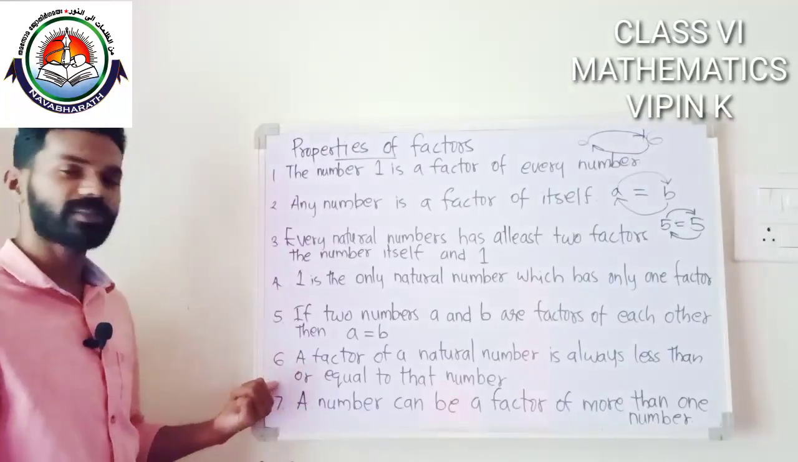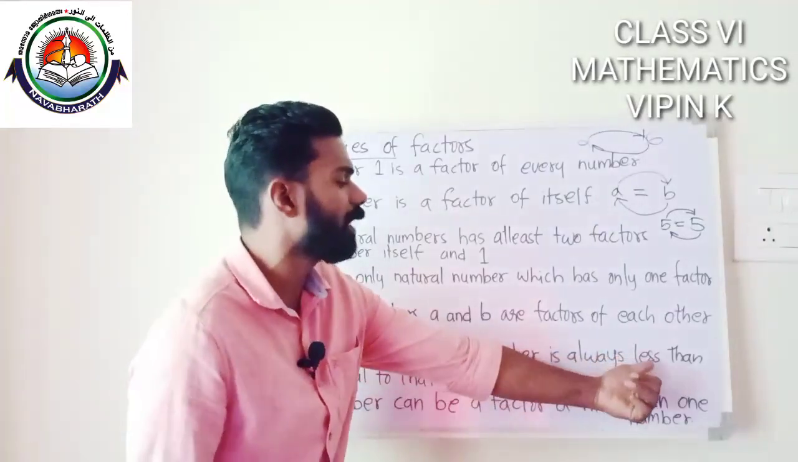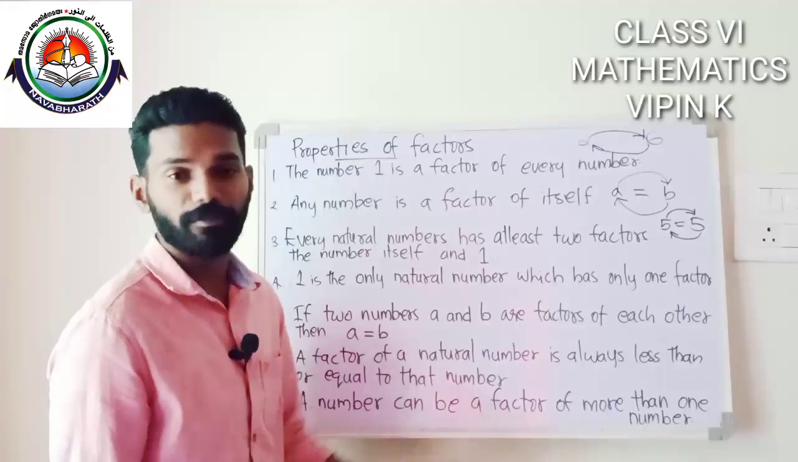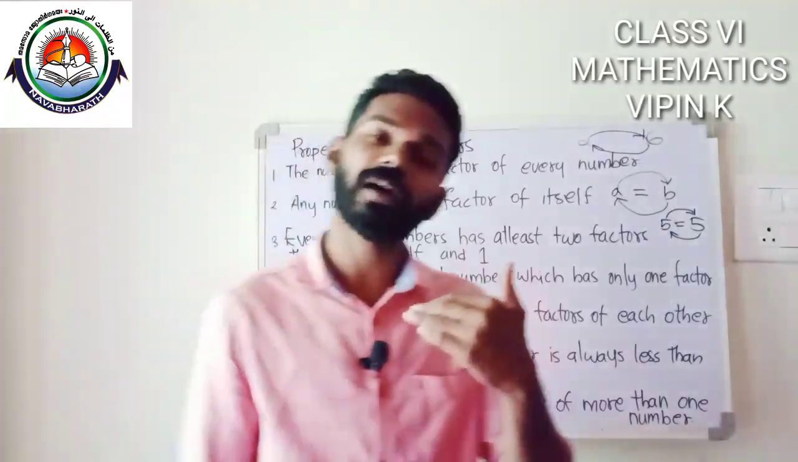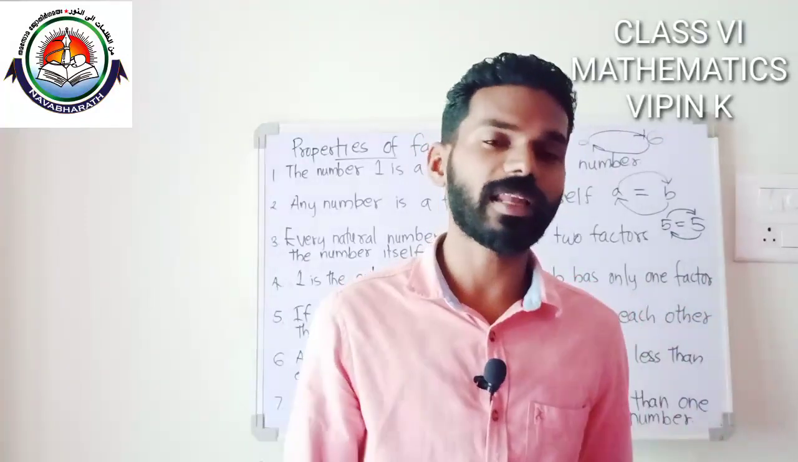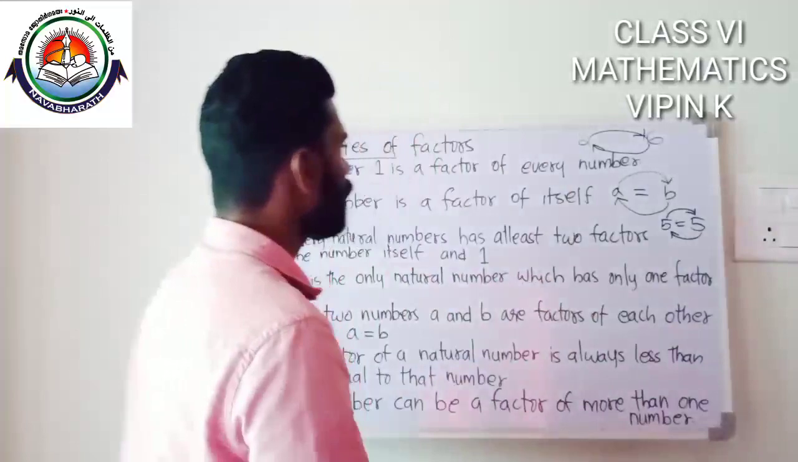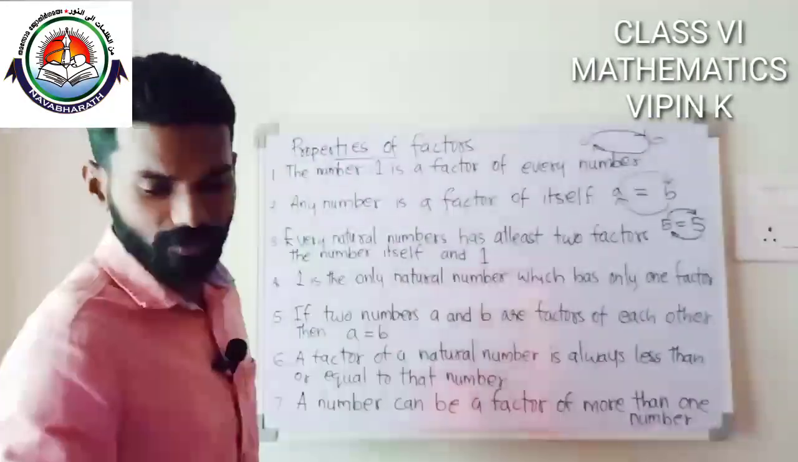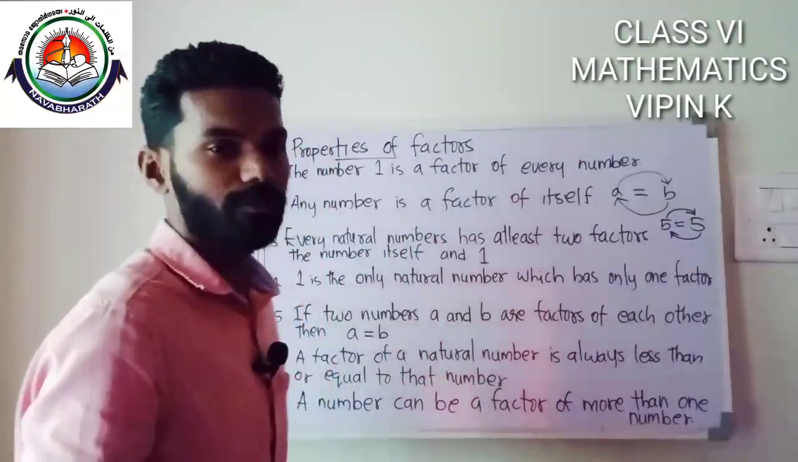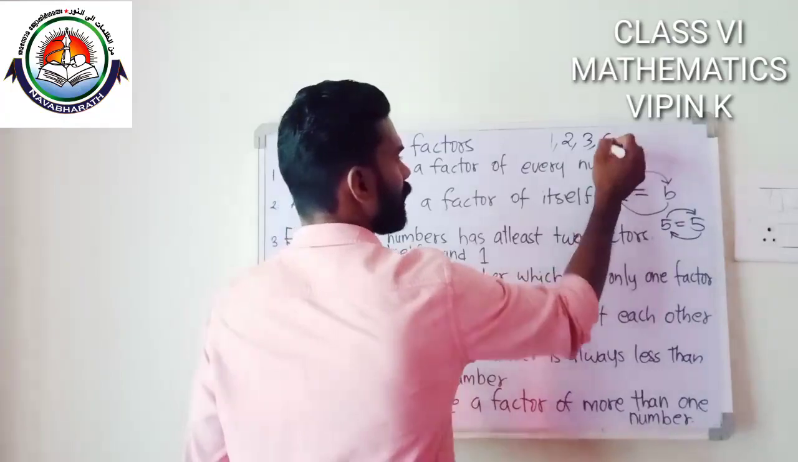Now what is the sixth property? A factor of a number is always less than or equal to that number. This property we have already discussed. At the start, we took an example, the number 6, and we discussed the different factors of the number 6. Tell me which are the factors of the number 6. 1, 2, 3 and 6.